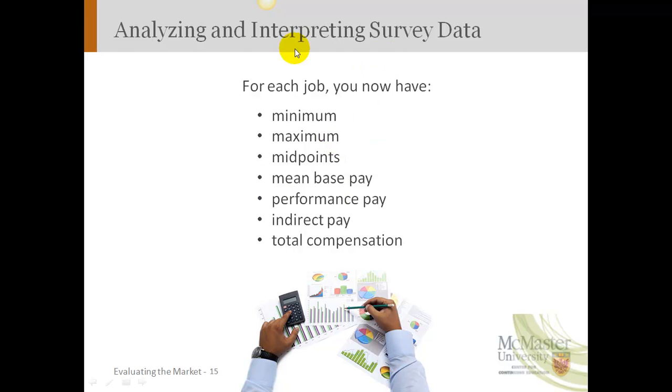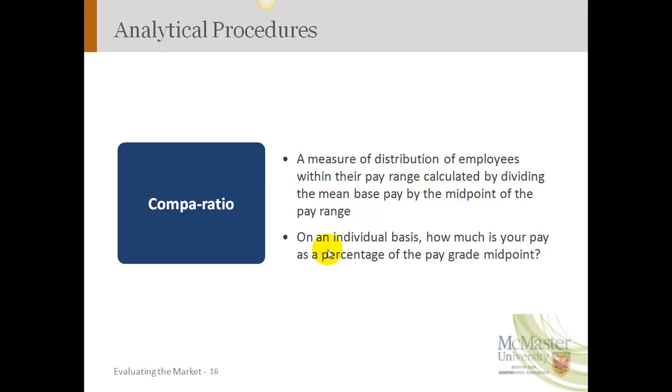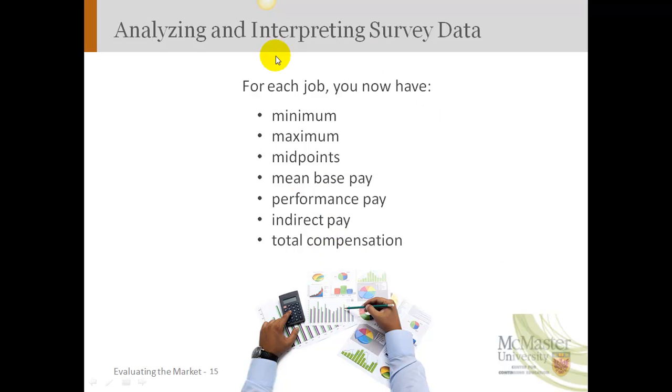Okay, when you're looking at interpreting the data, you might want to look at the minimum, the maximum, the midpoint, the average pay, performance pay, indirect pay, and total compensation. And we went through those kinds of questions, and you having to get the answers to those in the survey. All right. Now, one thing I wanted to talk about before we leave this page is, there is a nice graphic in your textbook. It's a salary and benefits survey.